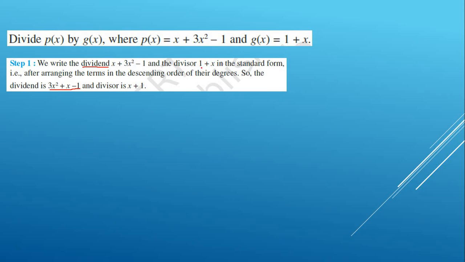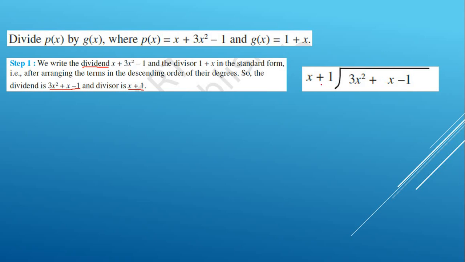So what we are doing? We are writing 1 + x as x + 1. Whatever polynomials are given, first you settle the degree of the polynomials. Then step number 2, you write the dividend polynomial inside the divide sign and the divisor polynomial outside of the divide sign.